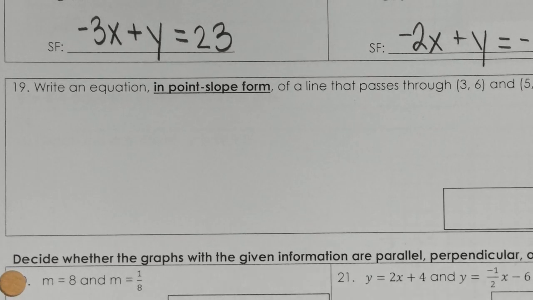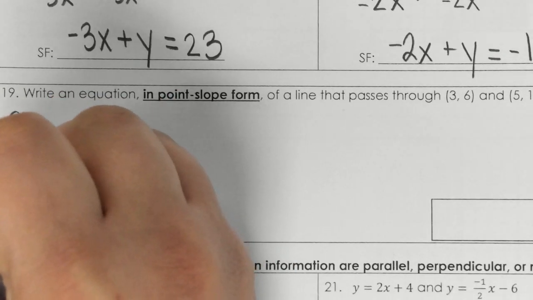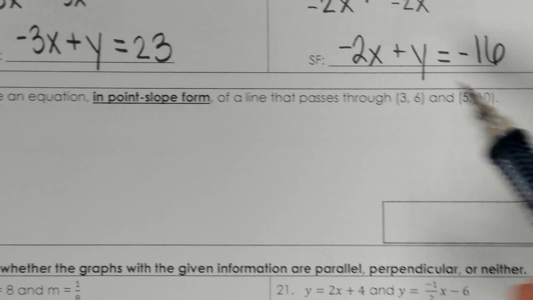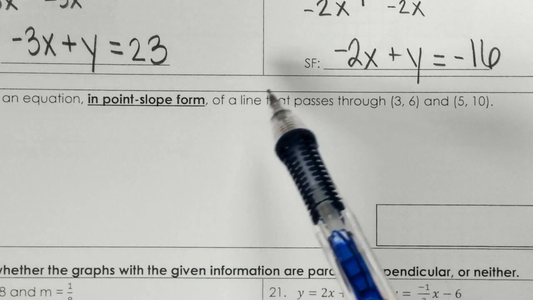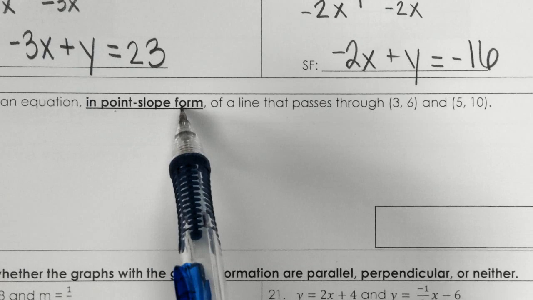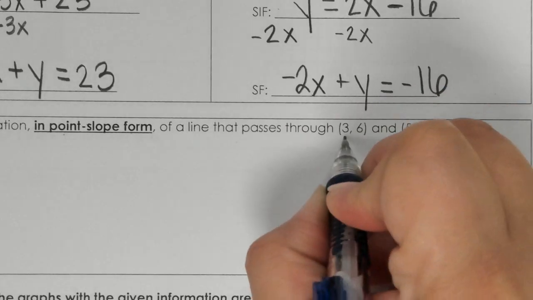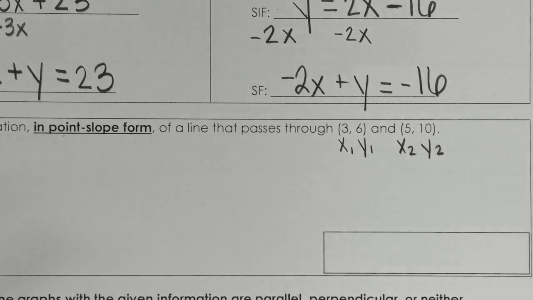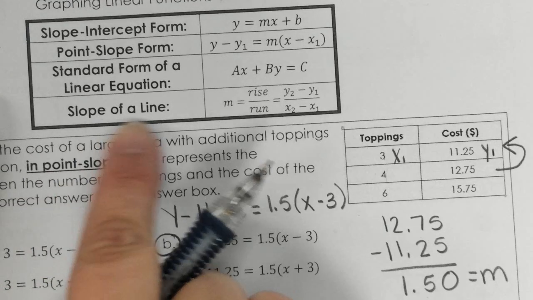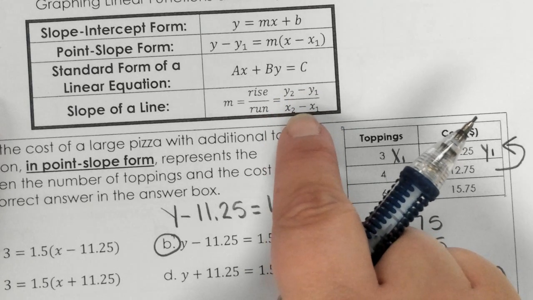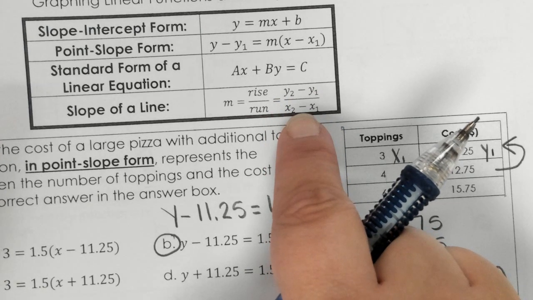For number 19, we have 2 steps here. The first step is that we have to find the slope of these 2 points. It says to write the equation in point-slope form of the line that passes through the 2 points. Well, I only have points. I don't have a slope. So the first thing is I would label this x1, y1, x2, y2. And on the front of the review, as well as like your test, you're going to have slope of a line formula. And that's this y2 minus y1 over x2 minus x1. I would use this to get my slope.